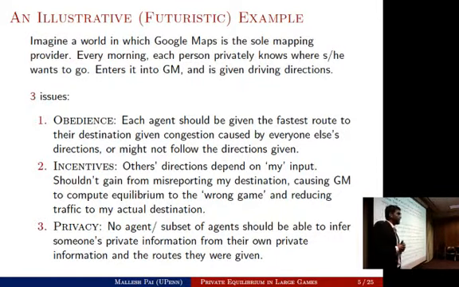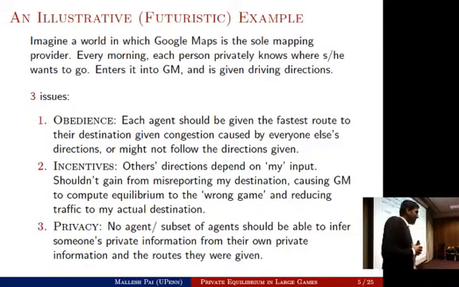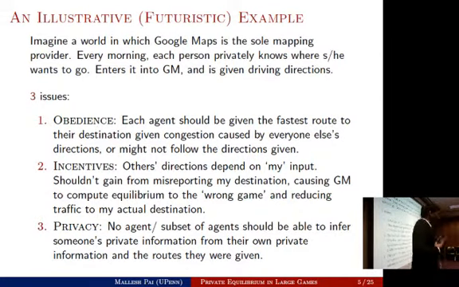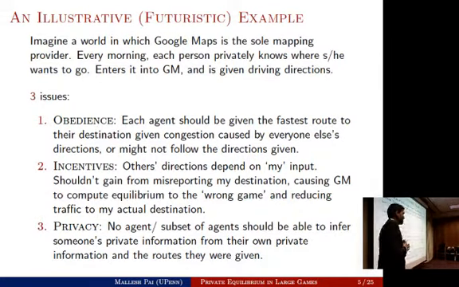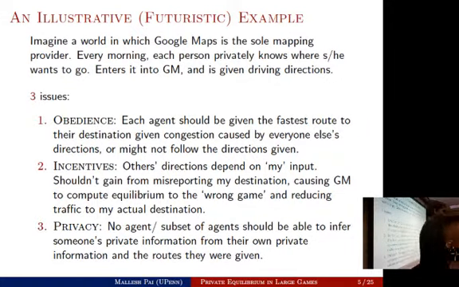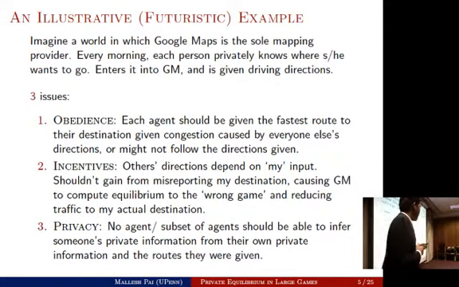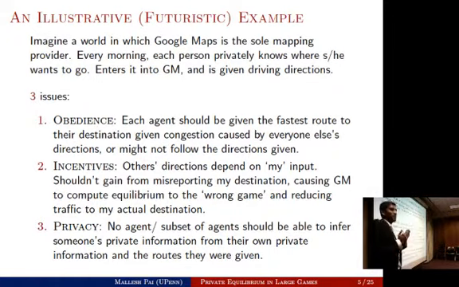And the third constraint is privacy. Privacy basically says that, based on the routes you get, I don't want you to be able to tell where I'm going or what my destination is. So I would not like that, based on your routes, you know whether I decided to come into work today or went off to watch a baseball game down in Wrigleyville.